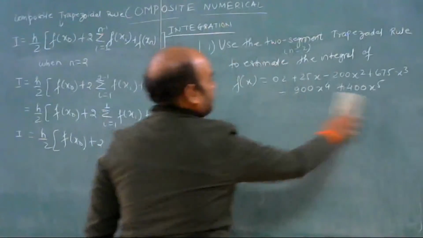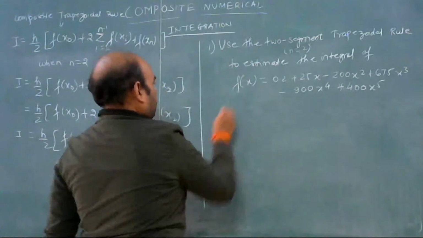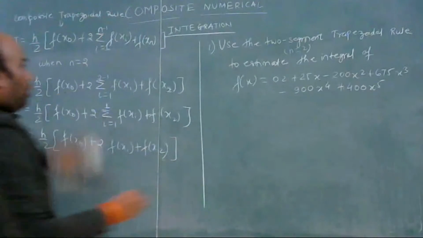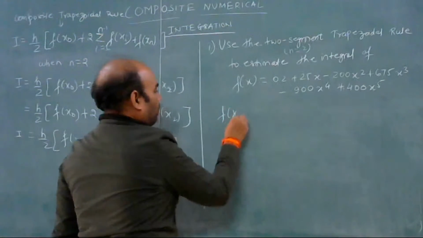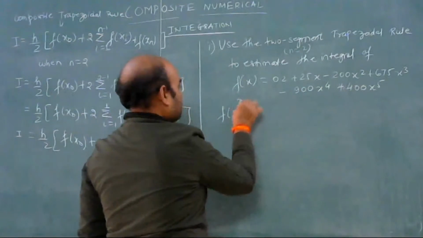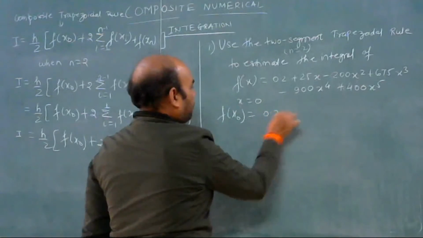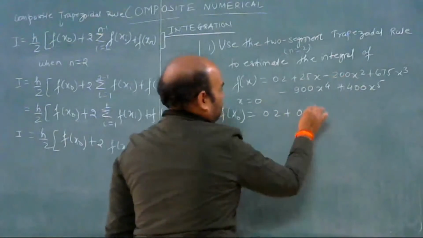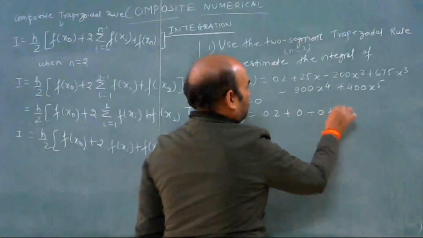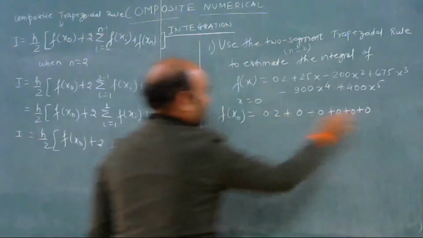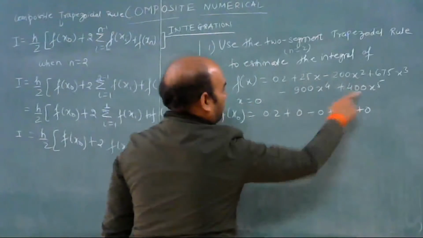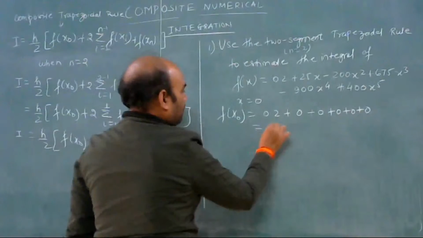So f of x is this much. So what you need is x naught. f of x naught will be equal to, when x is equal to 0, this will be 0.2 plus 0, minus 0 plus 0 plus 0 plus 0, because the value of x is 0. So f of x naught is 0.2.